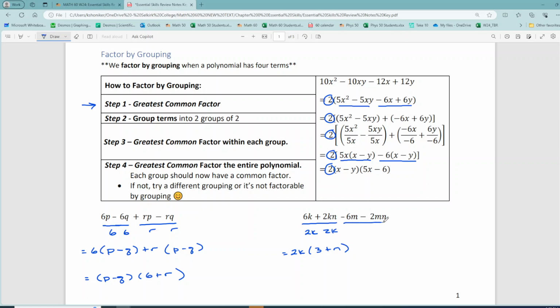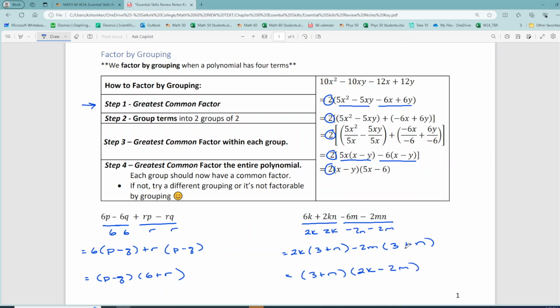Out of the second group, I'm going to take a negative because I'm taking the sign of the first term. I can take a 2 and I can take an m. So I'm going to greatest common factor out a negative 2m. I would be left with positive 3 plus n. Again, I double check that I get that same binomial bracket. I have a 3 plus n, and my leftover would be 2k minus 2m.